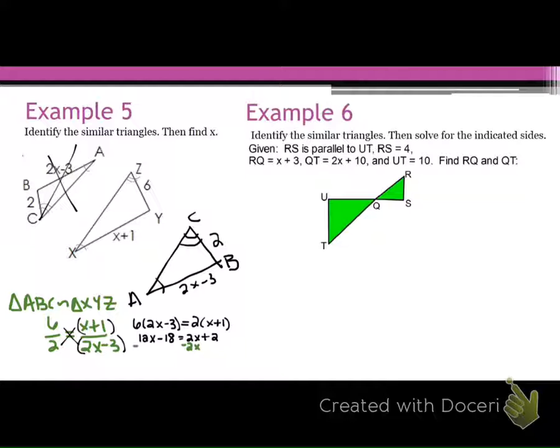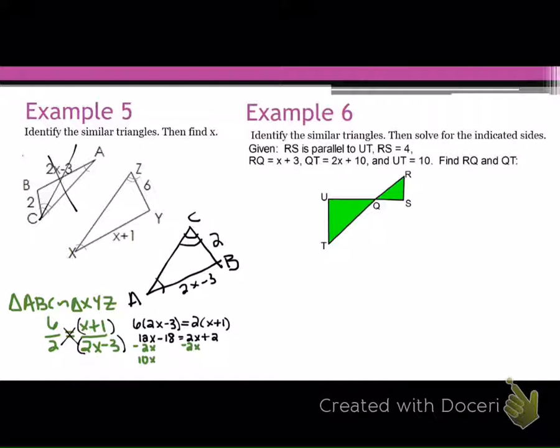If you're confused by what I'm doing with my solving, please let me know. I'm just assuming you guys can solve by now. If I am wrong, I am sorry.